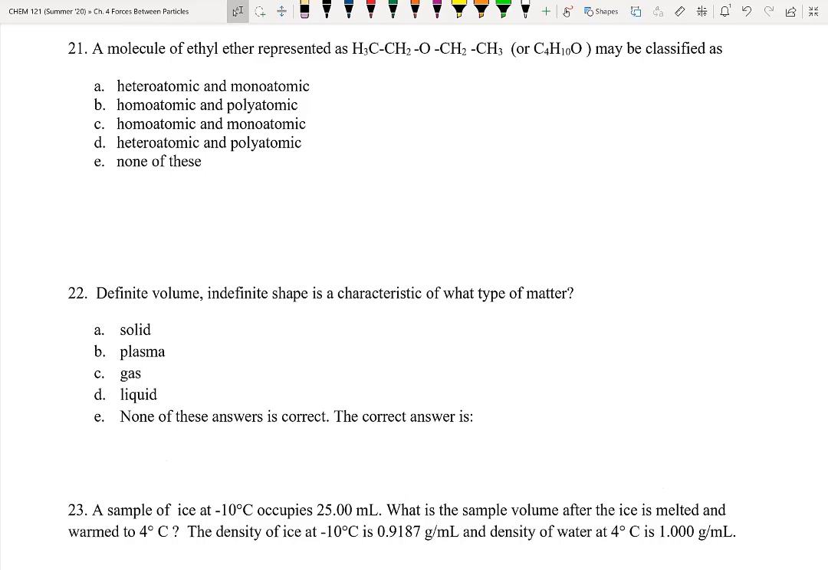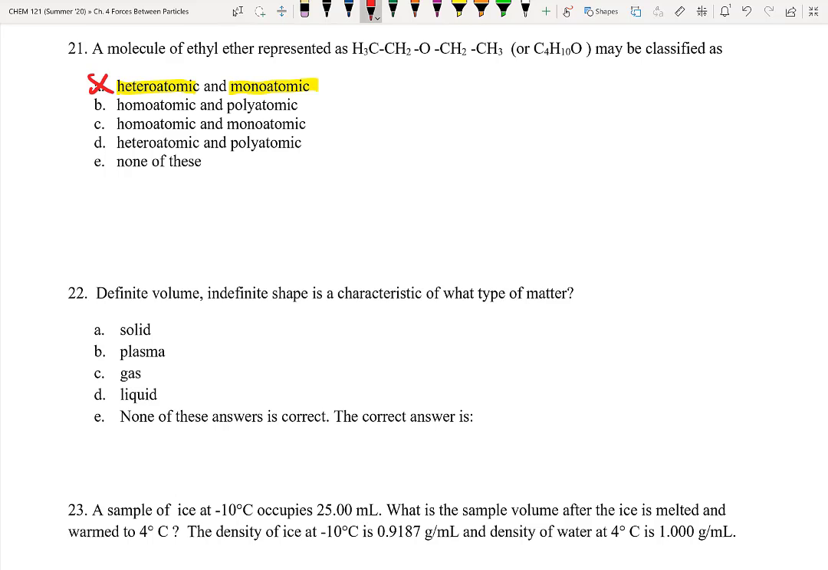All right, so 21. A molecule of ethyl ether represented as C4H10O may be classified as what? So what does it mean when it's heteroatomic? That's the first term I'm seeing here. Yeah, it means it's made up of different types of atoms, right? Or it's a compound. And then monatomic means only one atom. So really this doesn't make any sense. So I cross out A.